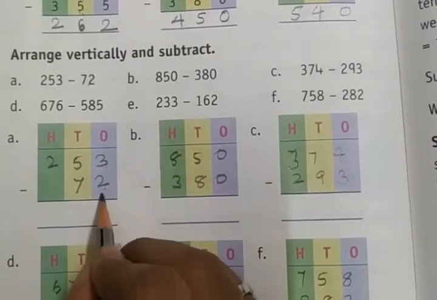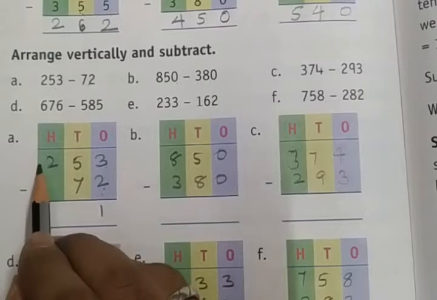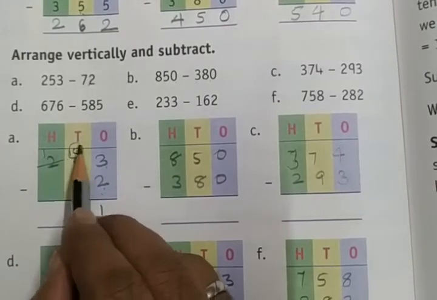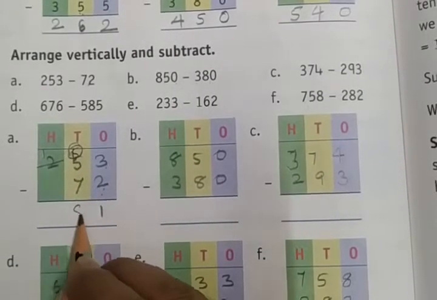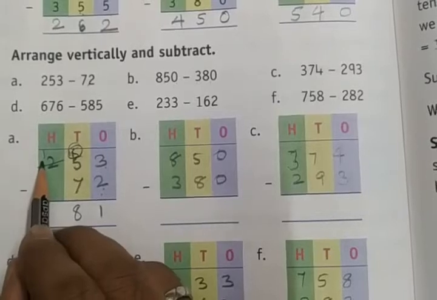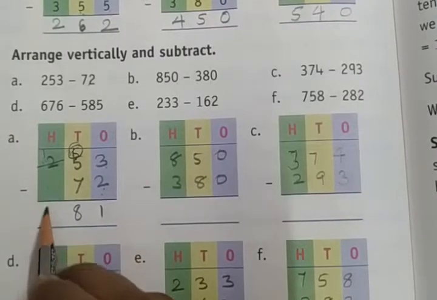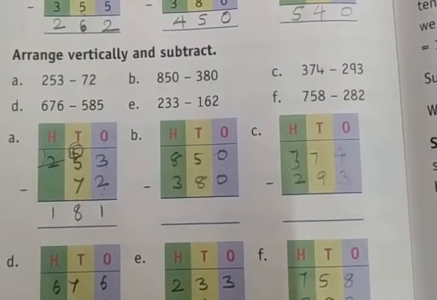3 minus 2 is 1. But 5 minus 7 is not possible. You have to borrow from 2. It will become 1. It will become 10 plus 5 is 15. 15 minus 7 is 8. So below 1, earlier it was 2. Now it has become 1. 1 minus nothing is 1 only. So 253 minus 72 is 181.